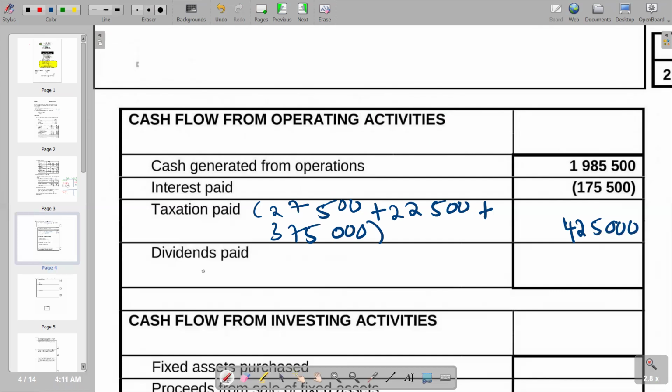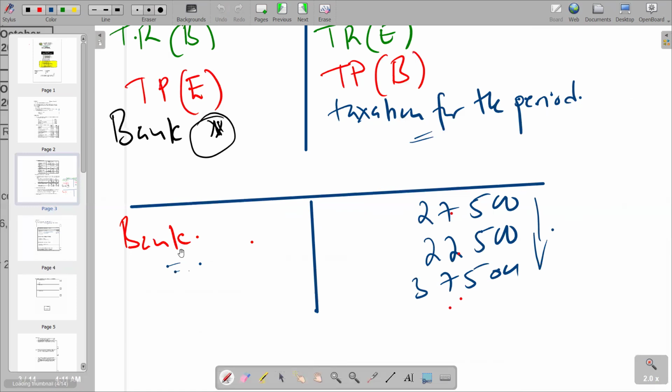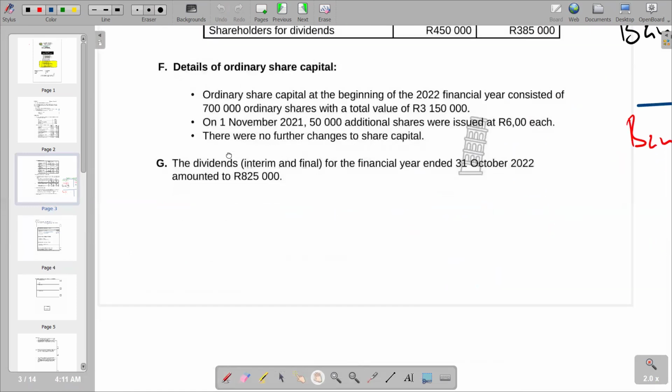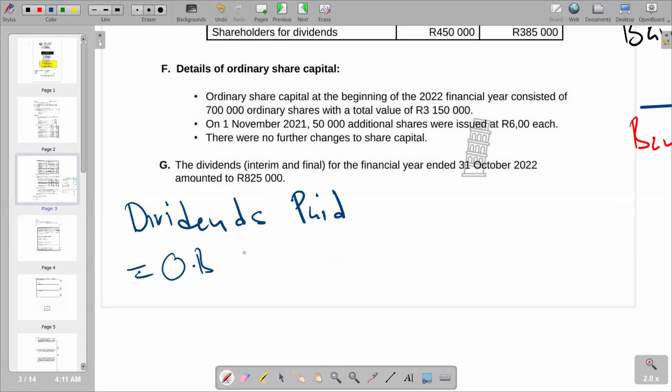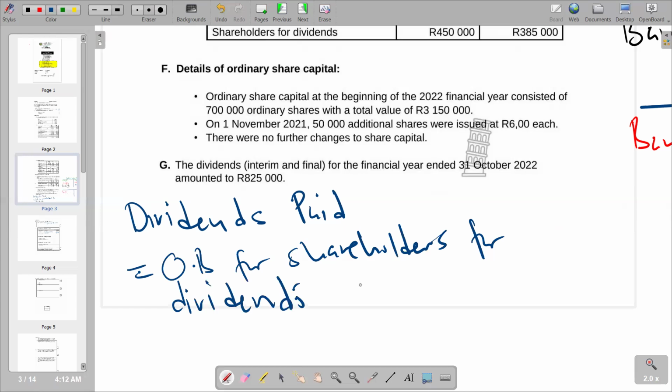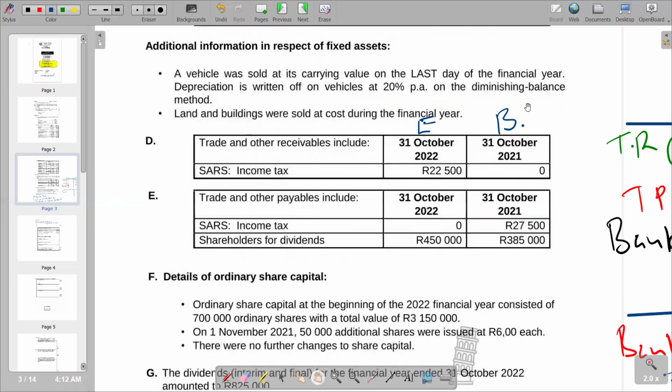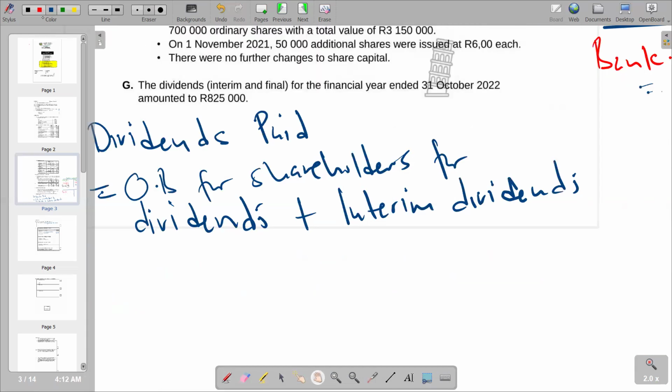Then we now need the figure for dividends paid. For dividends paid, we are simply going to use the simple formula that you can use. Dividends paid is equal to the opening balance for shareholders for dividends. We see that this is the column for opening, so we've got 385,000.